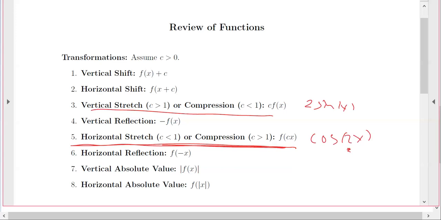And you can see on the inside that 2 actually compresses it. On the outside, that 2 stretches it. So they have that opposite behavior again.